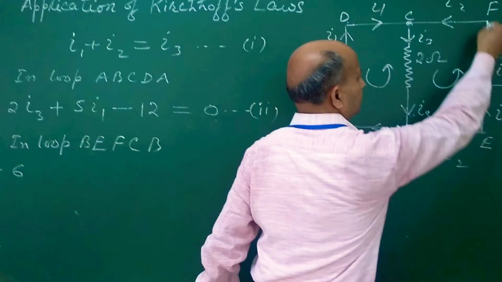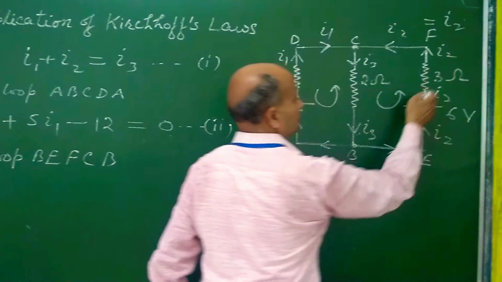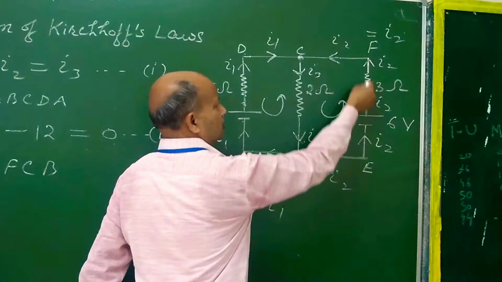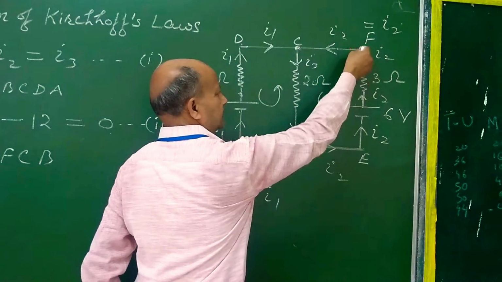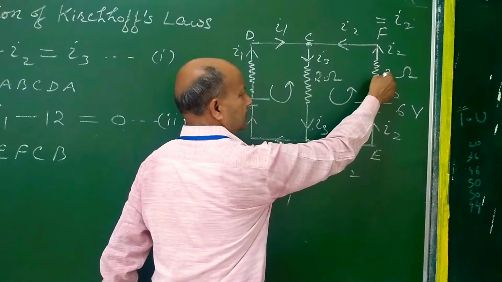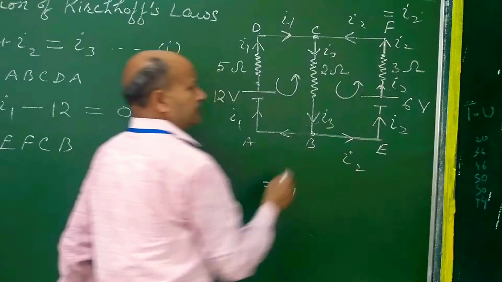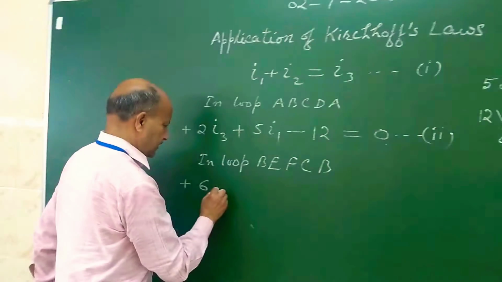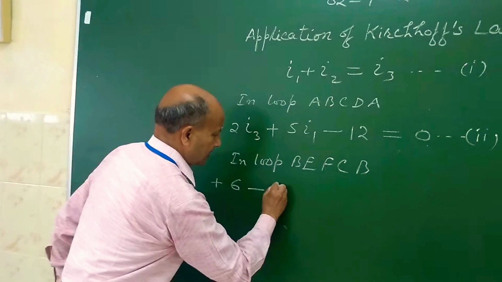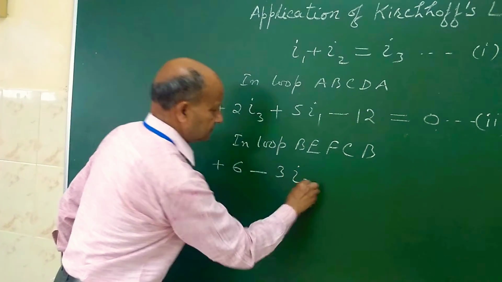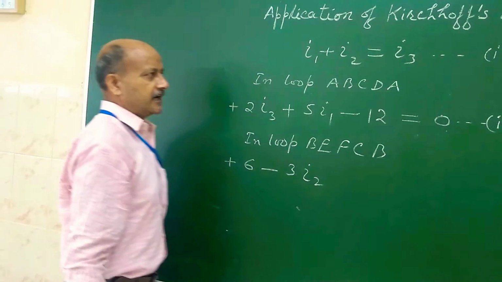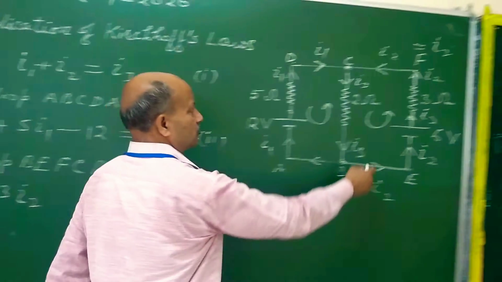Now again, the current is given in this direction, which is I3, I2. This is I2. As we are proceeding in the direction of current, the potential is falling, and the fall is equal to I into R, and the fall will be represented by negative sign. So we write minus IR. This is the fall in potential.